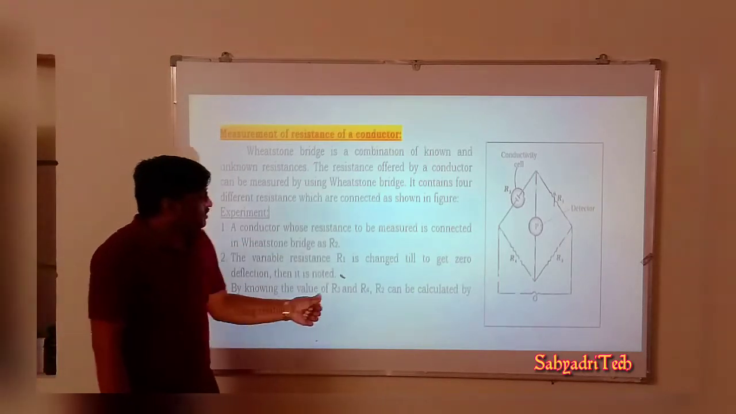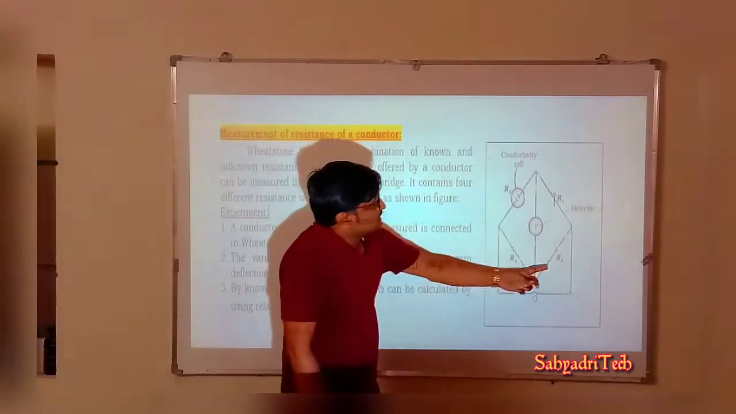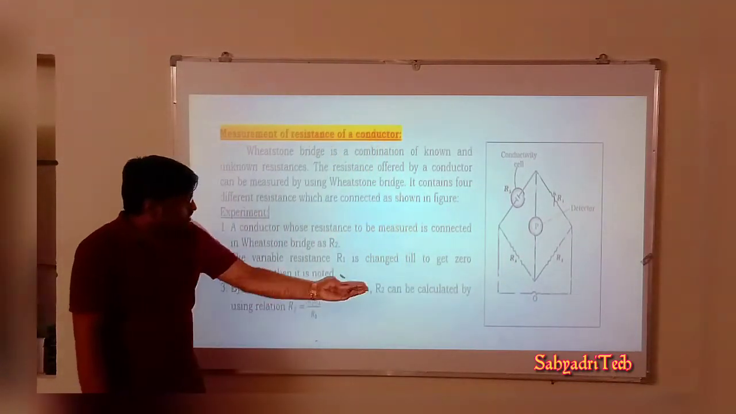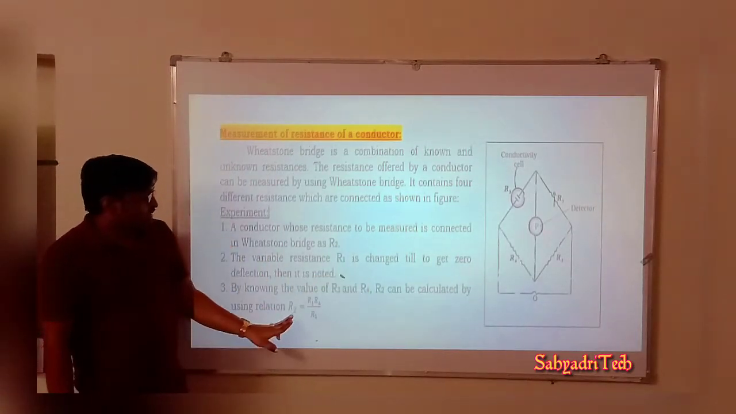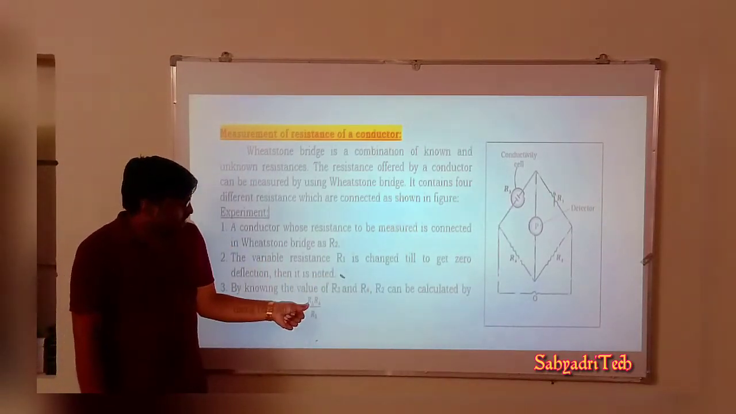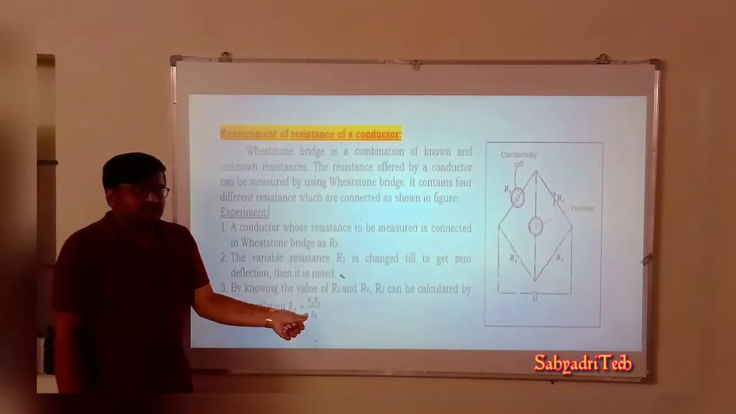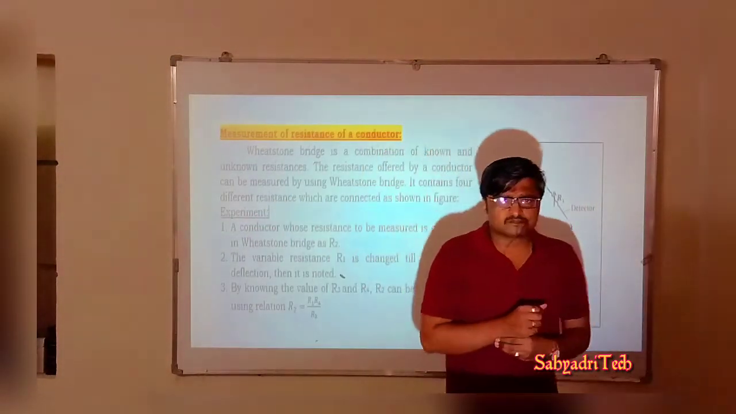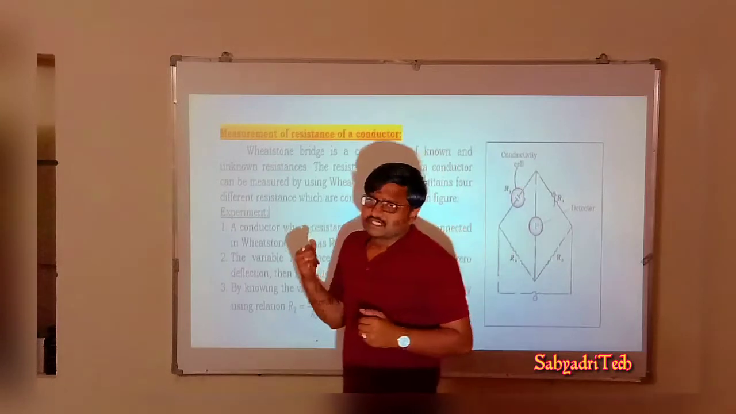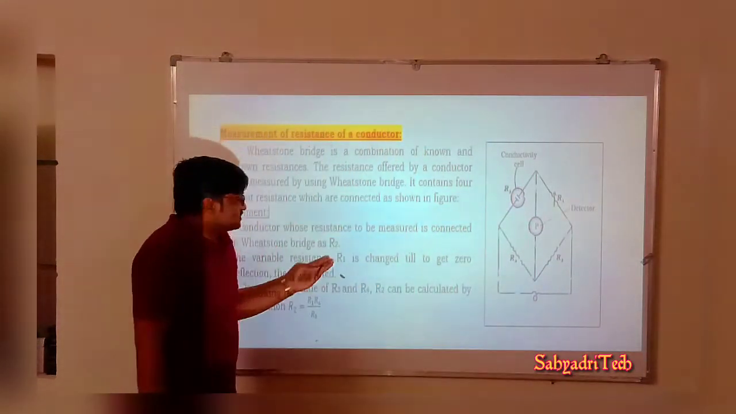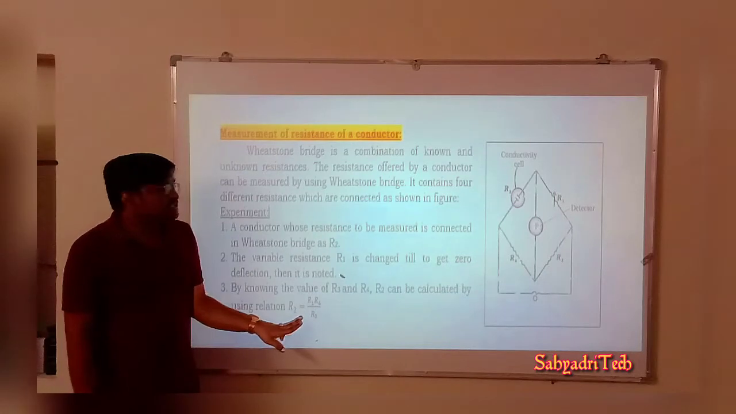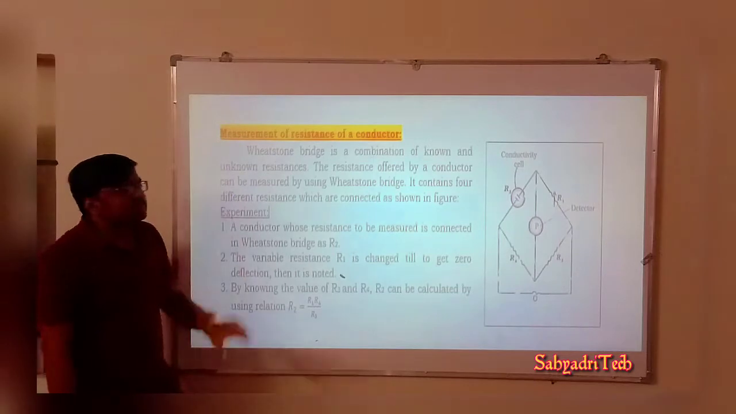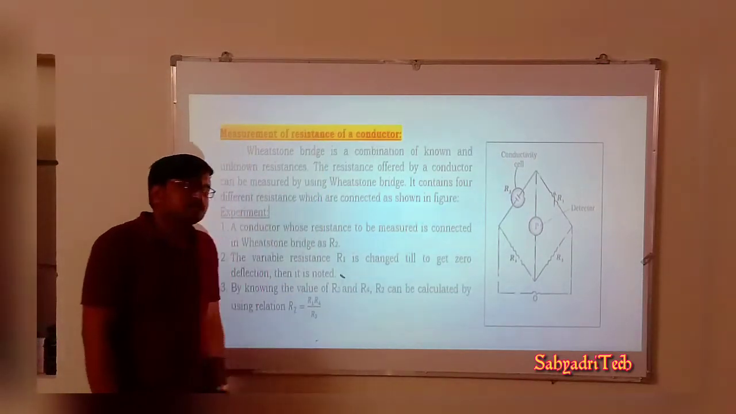Then by knowing the values of R3 and R4, as I said here, R3 and R4 are the known resistances whose values are already known, we can calculate R2 by using this relation. So R2 is equal to R1 R4 divided by R3. That is, as I mentioned here, by using Kirchhoff's rules, the junction rule and the loop rule, it is possible to measure the resistance of a conductor with the help of a Wheatstone bridge. So it is regarding measurement of resistance of a conductor by using a Wheatstone bridge.